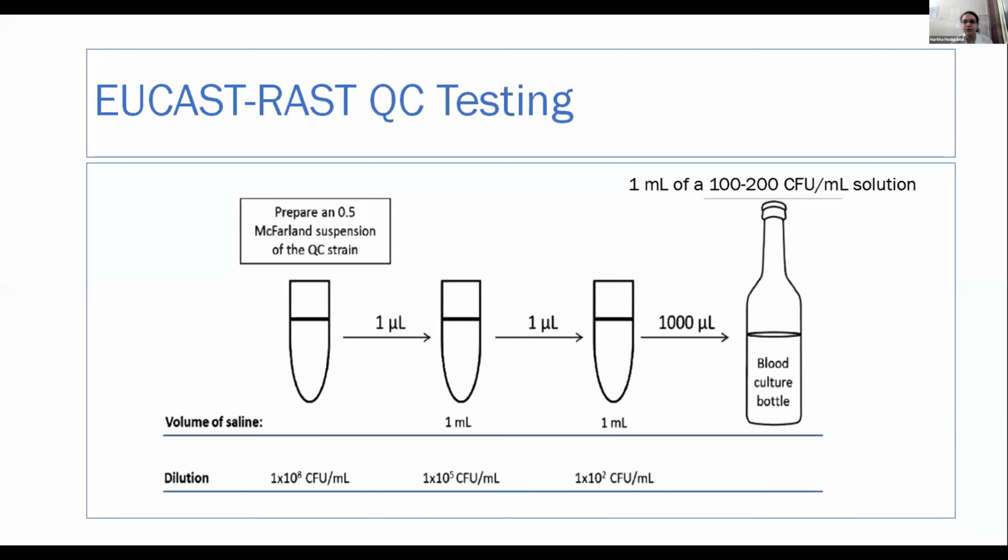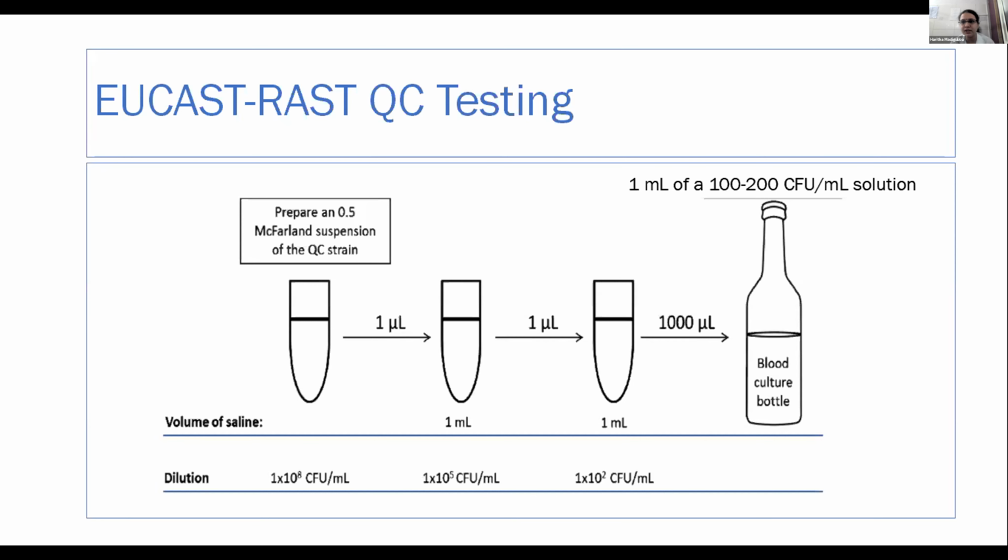Following this, in the second test tube, you can see there is 1 ml of the saline. Okay, so what you need to do is this 0.5 McFarland suspension of the QC strain, whatever is made, 1 microliter from this you need to take and you need to add to 1 ml of the saline. Okay, 1 ml of the saline which is there in the second test tube. In the third test tube, again you need to take 1 ml of the saline, and from the second test tube you need to take another 1 microliter and add it in the third test tube of the saline. From this you need to take 1000 microliters of the suspension and add it into the blood culture bottle.